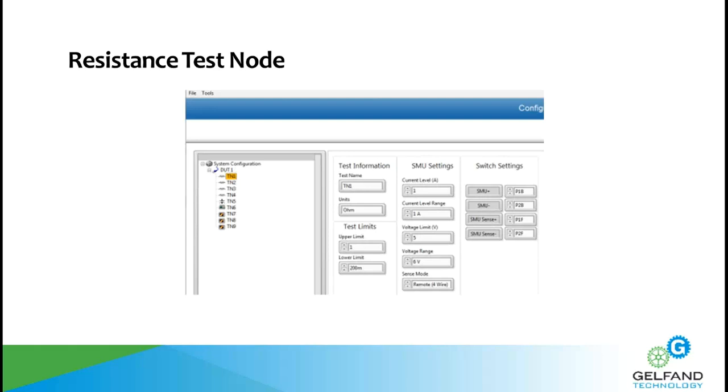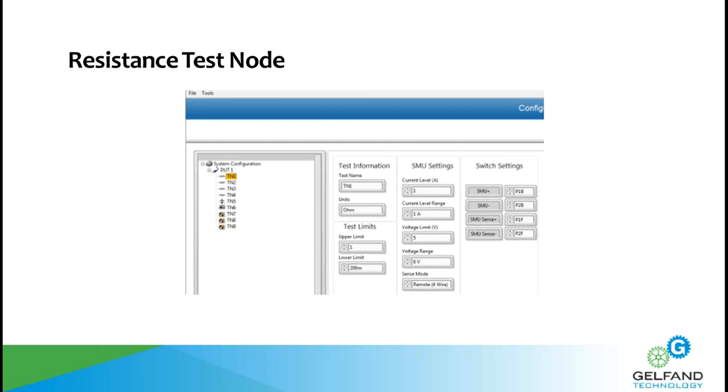So then for resistance tests, in my case, resistance test is using an SMU, set to current mode output. What is the current, what is the current range, what is the voltage limit, what is the voltage limit range, and am I doing two-wire or four-wire?